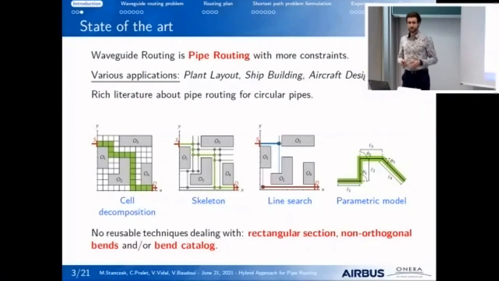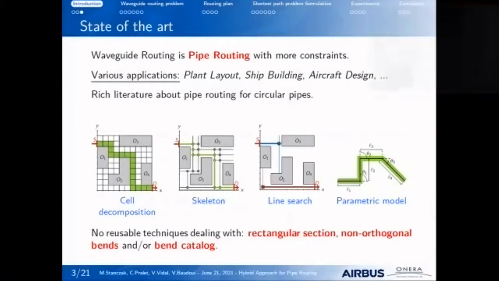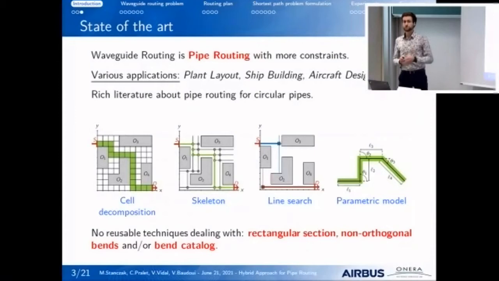Waveguide routing is similar to pipe routing with additional constraints. There is a rich literature about pipe routing, but mainly for pipes with a circular section. The most common approach uses graphs built by splitting the available space into regular cells or by using rules inspired by the designers to build a graph of candidate routes. And then they use a shortest path algorithm to route the pipes.